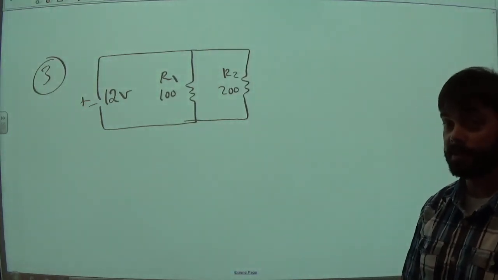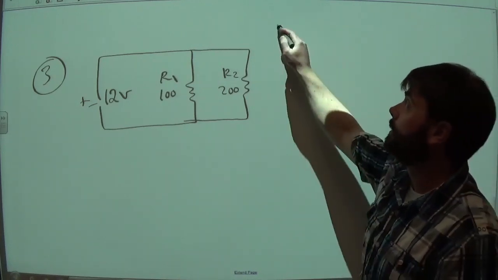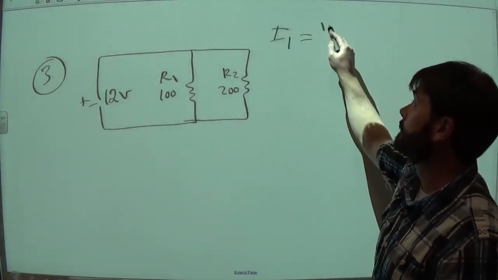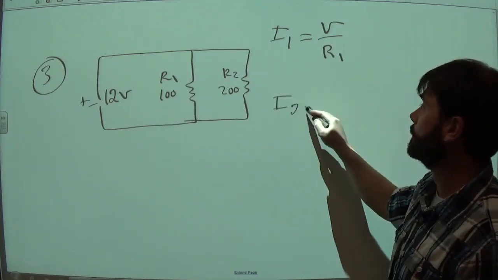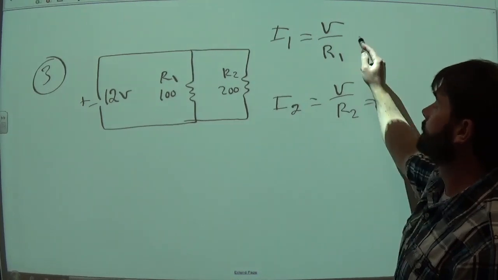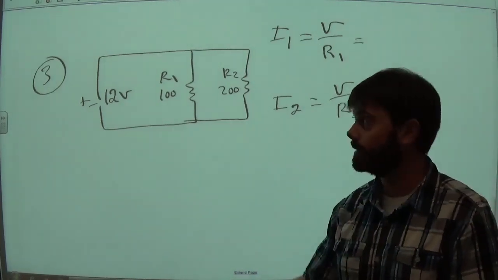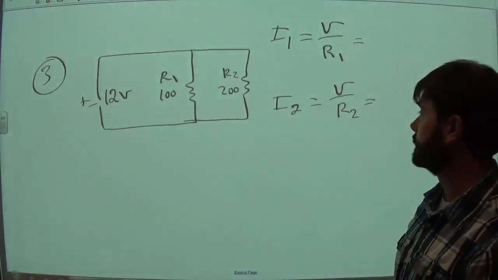If we want to find the current going across resistor 1, we can look at it like this. You can just do V over R1, and if we want to find the current through resistor 2, we can just do V over R2. Now if we do this, it isn't going to give us the total voltage, it will give us the current through each one of these locations.